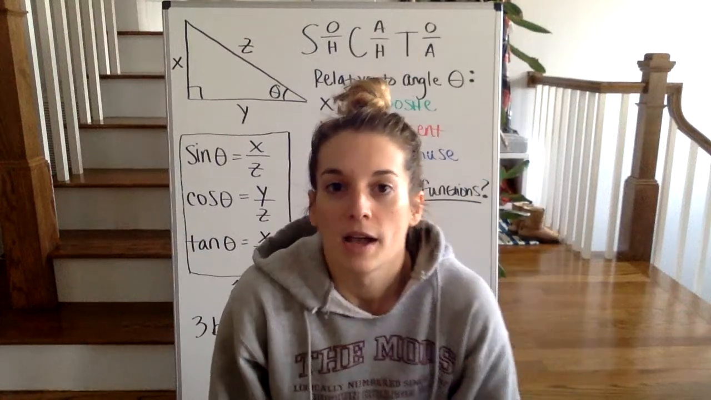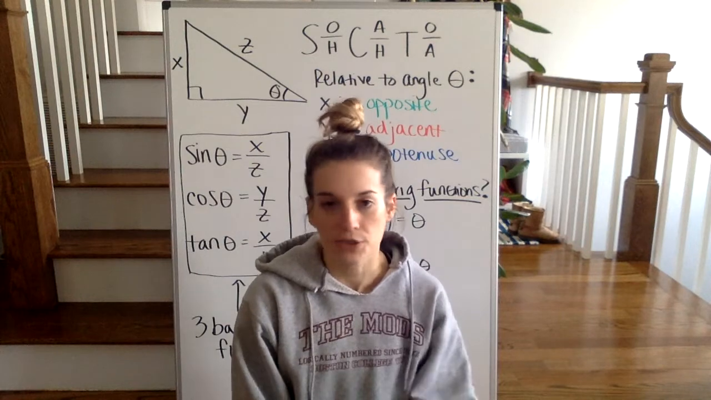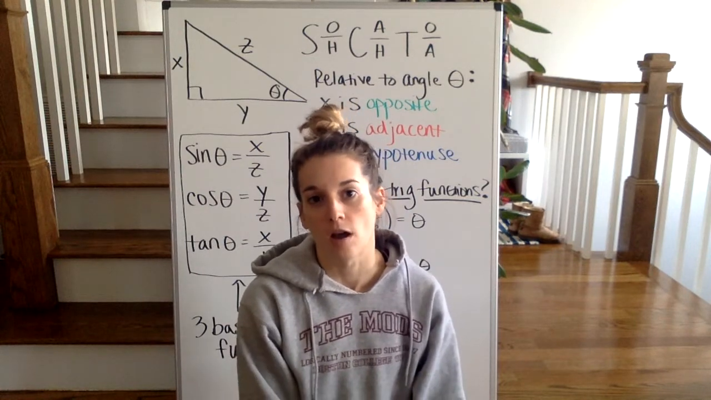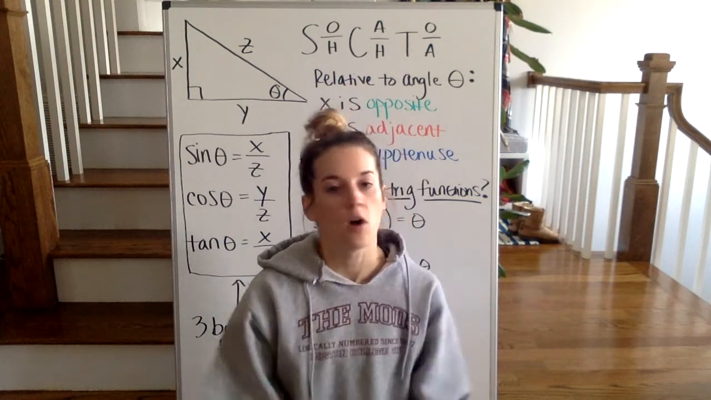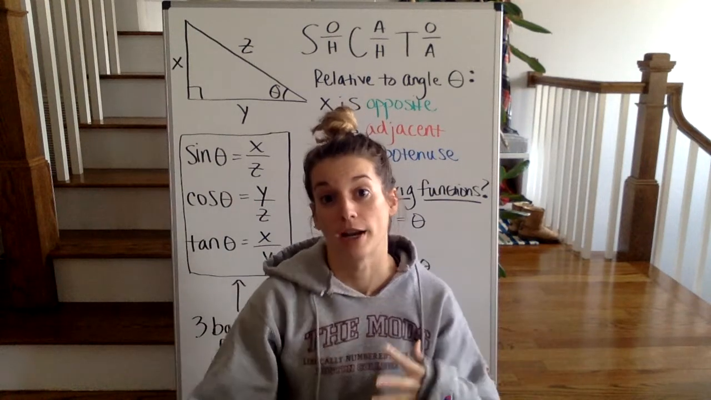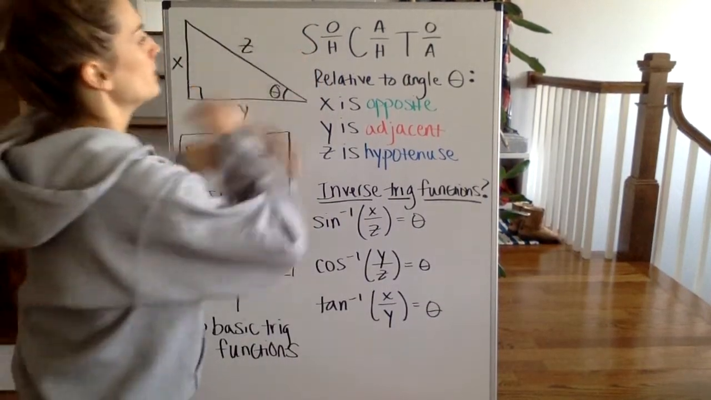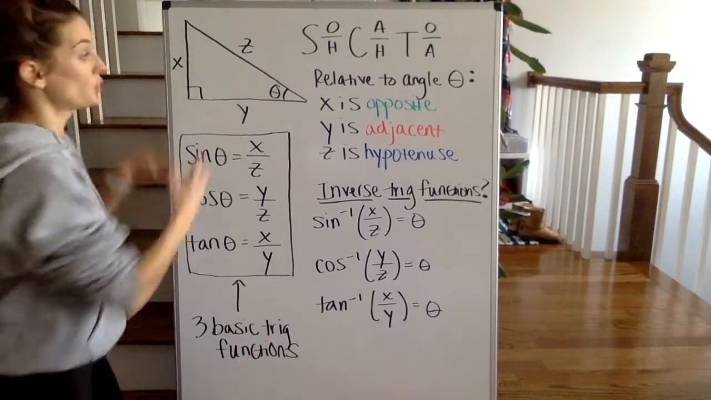Hi everybody, got a short video to refresh your memory as to what SOHCAHTOA is, what trig functions are, what inverse trig is, and how all this comes together to relate sides and angles of right triangles. So we had this acronym, SOHCAHTOA, all right? And we know that we can apply this to right triangles.